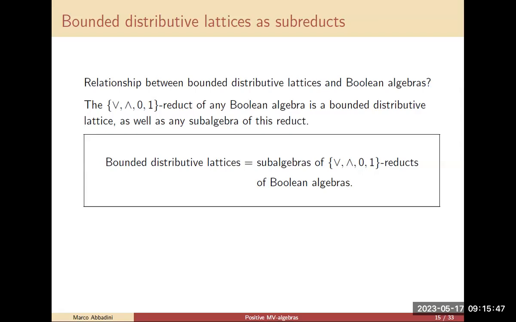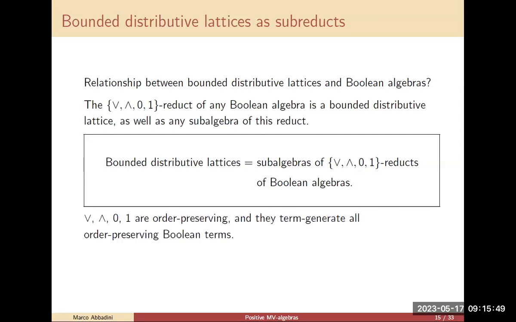What's so special about join, meet, 0 and 1? Well, they are order preserving in each coordinate. And they are all the order preserving terms, meaning that every order preserving Boolean term is a combination of these. So in this sense, we can say that bounded distributive lattices are the positive subreducts of Boolean algebras.